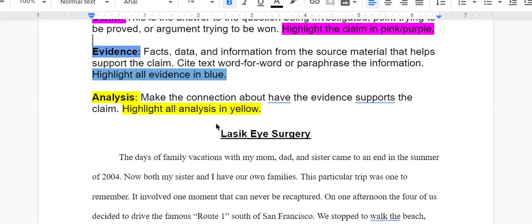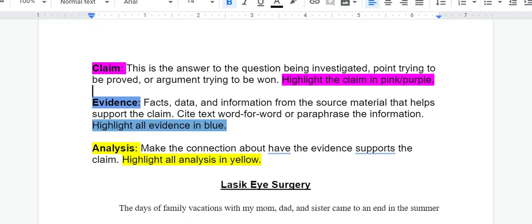Alrighty, so your goal today again is just to highlight the claim, evidence, analysis in these colors. Good luck, and I'll see you tomorrow.